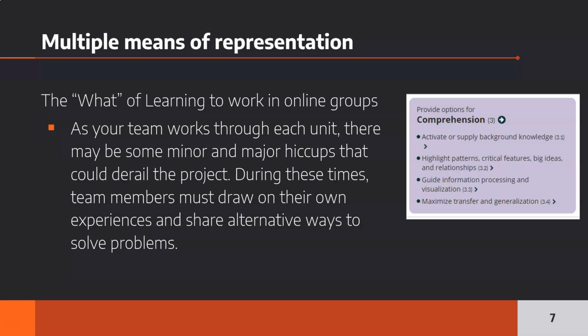Multiple means of representation. This is the what of learning to work in online groups. As your team works through each unit, there may be some minor and major hiccups that could derail the project. During these times, team members must draw on their own experiences and share alternative ways to solve problems. This is where personal background knowledge will come in useful for presenting big ideas and visualizing important concepts.